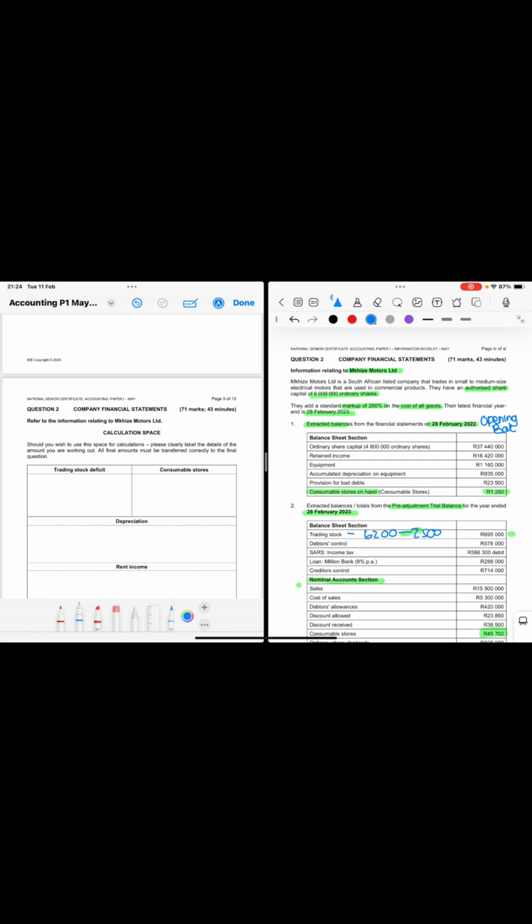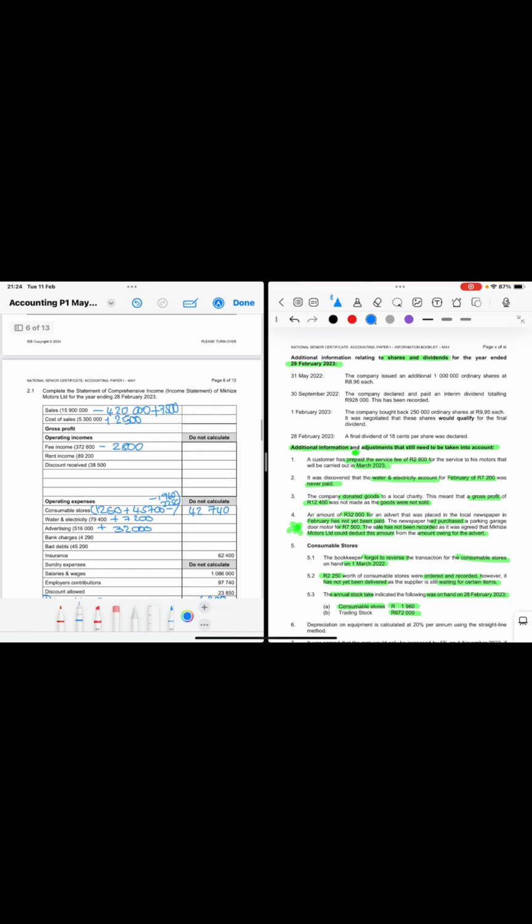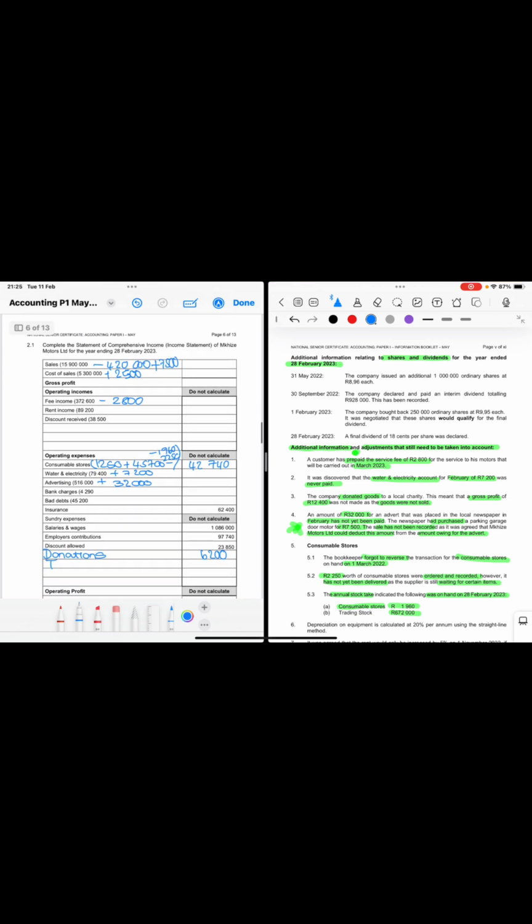So we take 695,000 minus the 6,200 minus the 2,500, and then we minus the stock on hand of 672,000. And that would give us 14,300 trading stock deficit.